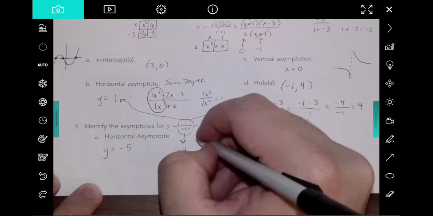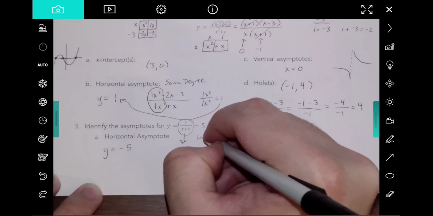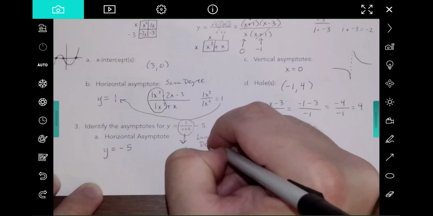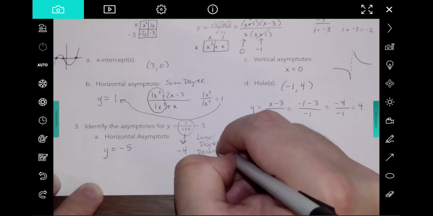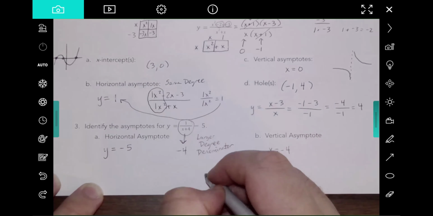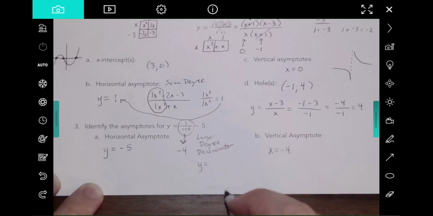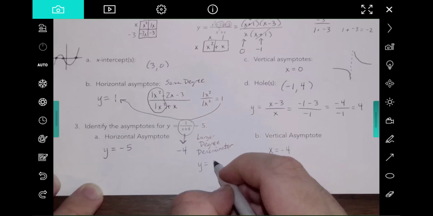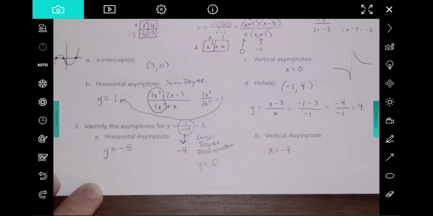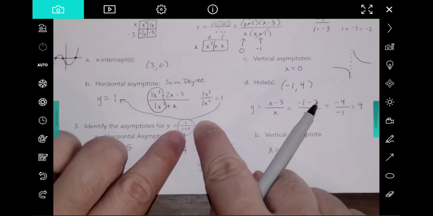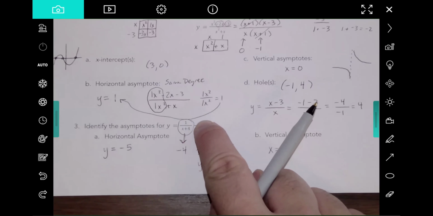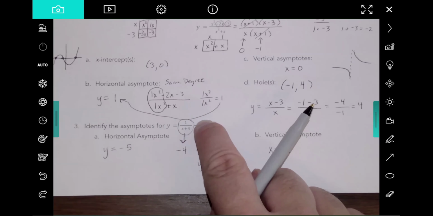Whenever you have a larger degree in the denominator, that typically gives you a horizontal asymptote of y equals 0. So this part right here has a horizontal asymptote of y equals 0. That's really just the x-axis on the graph. We would see the arms get really close to the x-axis on the left and on the right.